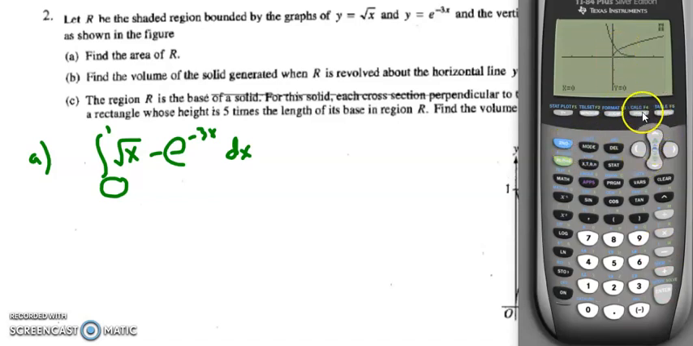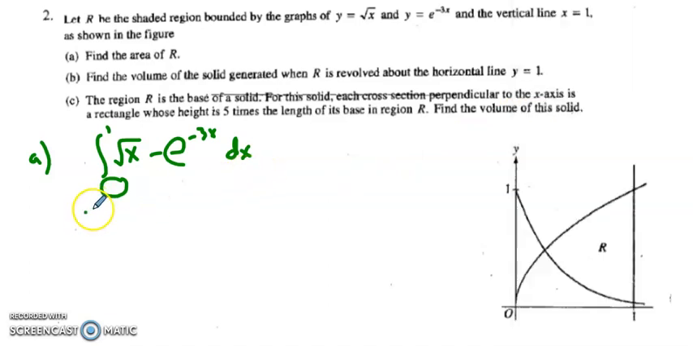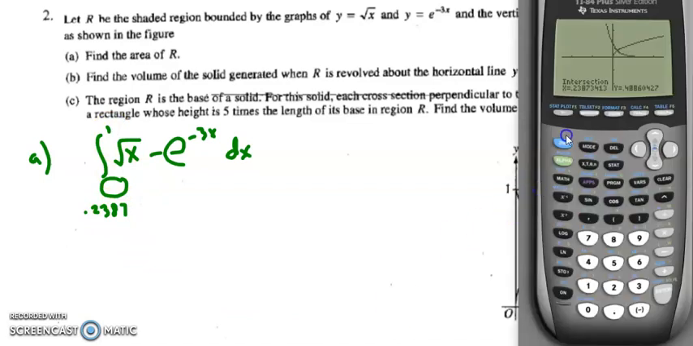So I'm going to go to second calc. Choice 5 is intersect. Curve 1, curve 2, guess. And I find that that intersection point is 0.2387.